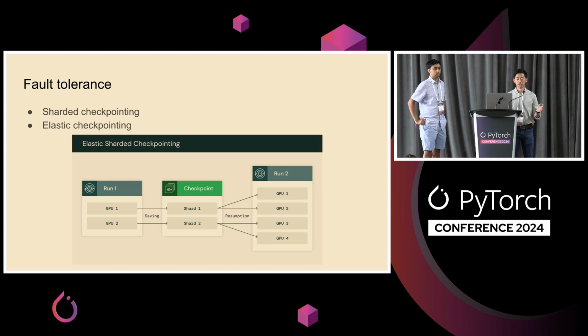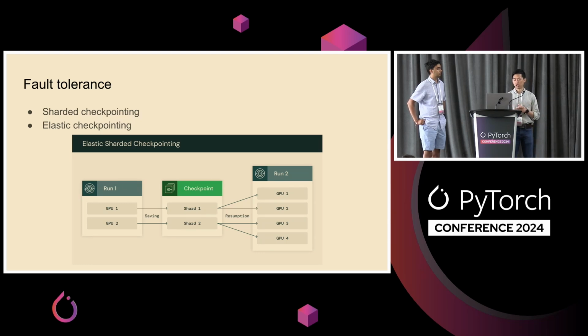Let's assume you have two GPUs and you're saving a checkpoint. GPU 1 uploads the first shard to its object store, and then GPU 2 uploads its own shard to the object store. Then we go on to elastic checkpointing.